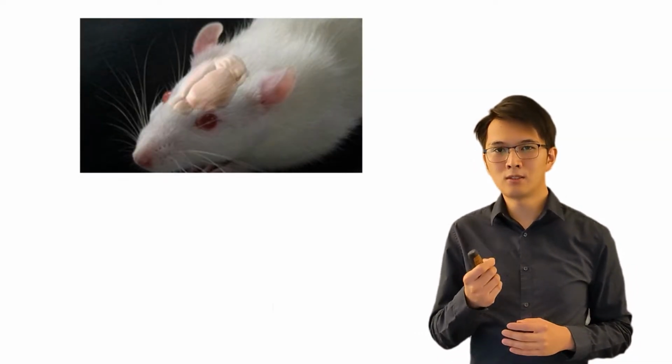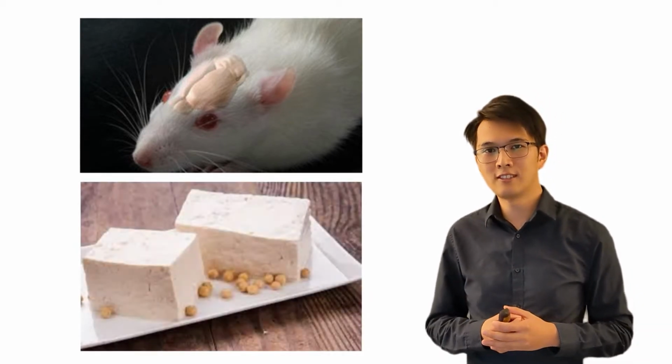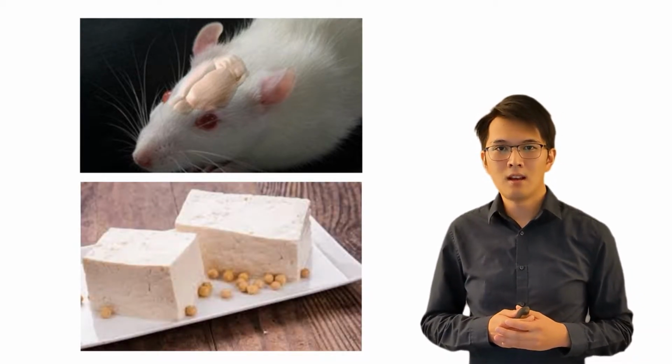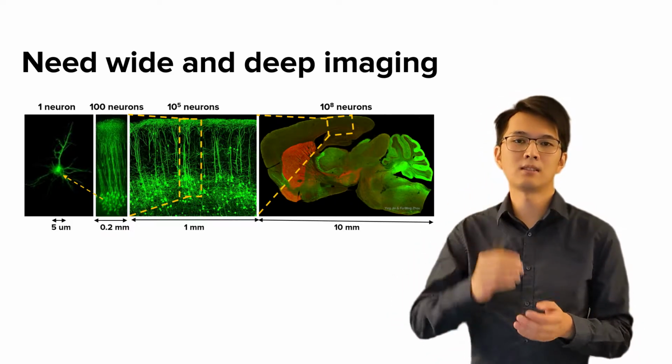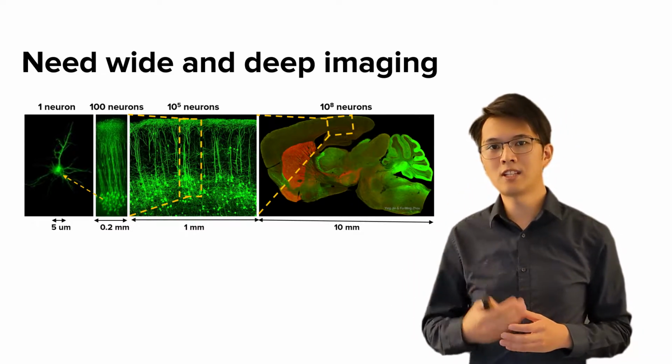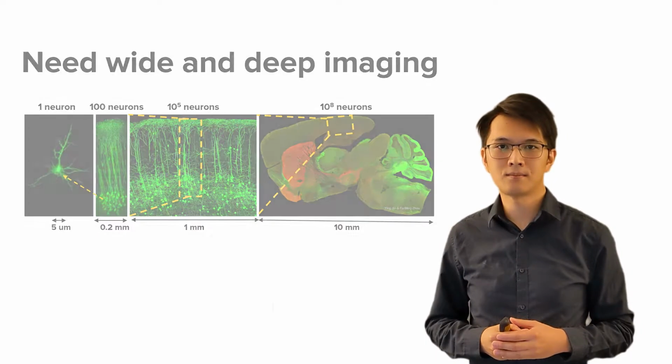In neuroscience, instead of the finger, we want to image through the brain, which is essentially like a piece of tofu. It is highly scattered. And what's even more challenging is that we want to have cellular resolution and image as wide and as deep as possible, so that we can capture as many neurons as possible to know how they function together. So how are we going to do that?